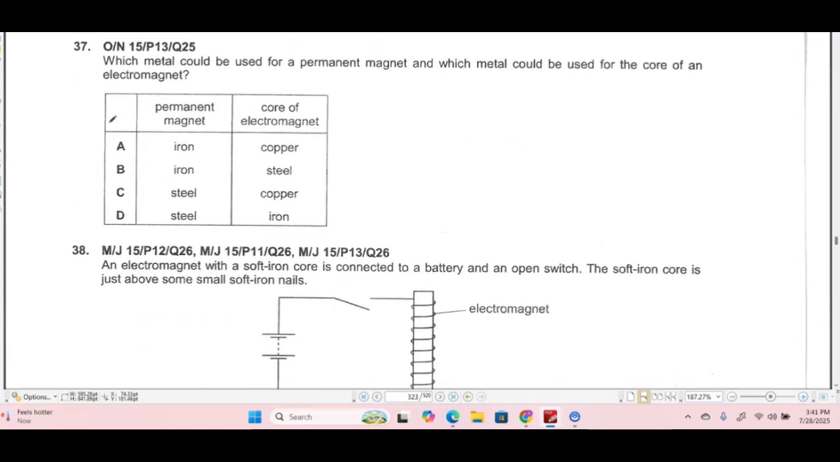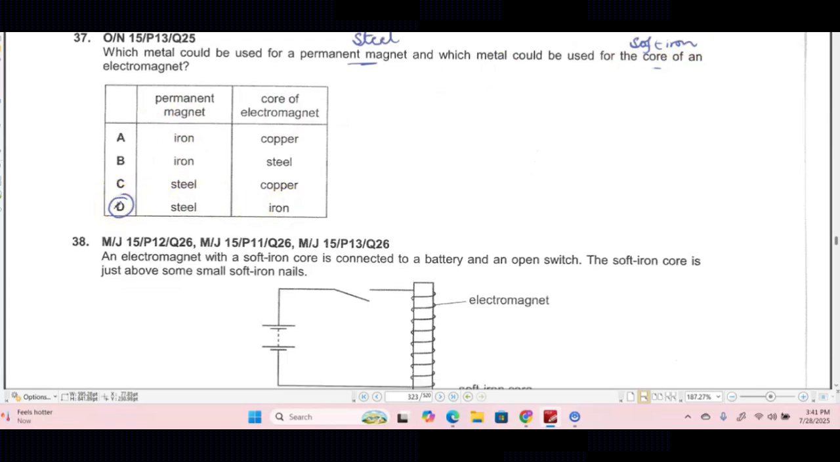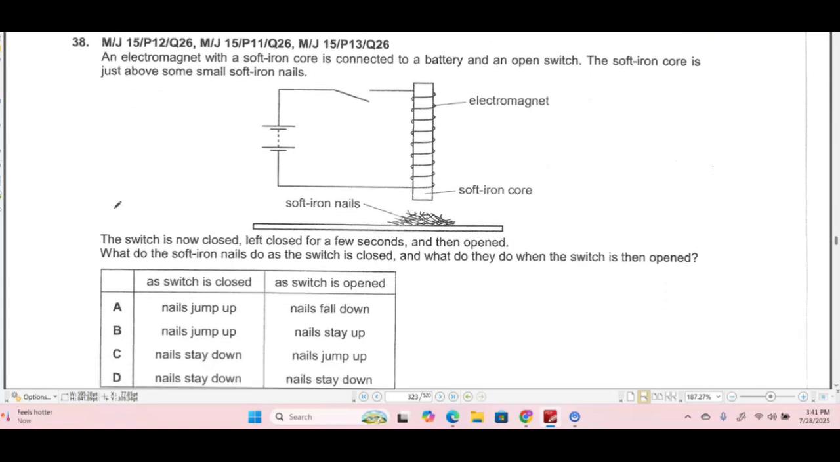Question number 37. Which metal could be used for permanent magnet and which metal can be used for the core of an electromagnet? We know that the permanent magnet is made from a strong magnetic and hard magnetic material, which is steel, and the core of an electromagnet is made from soft iron. ठीक हो गया? Magnetic material is going to be steel and this is going to be iron, so D is the correct option.